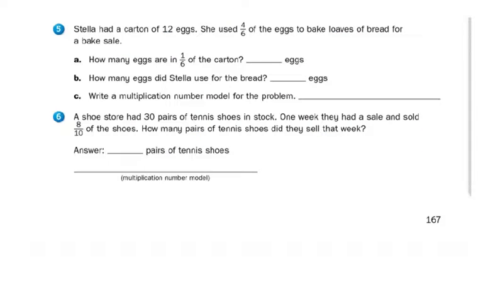Number 5, Stella had a carton of 12 eggs. She used 4/6 of the eggs to bake loaves of bread for a bake sale.